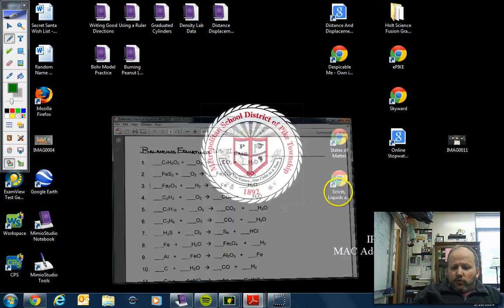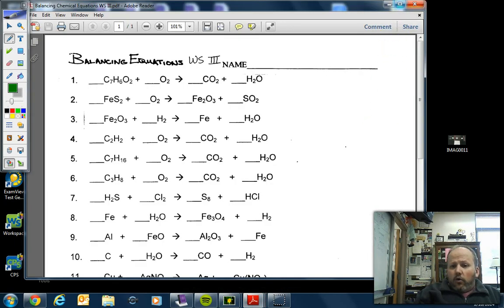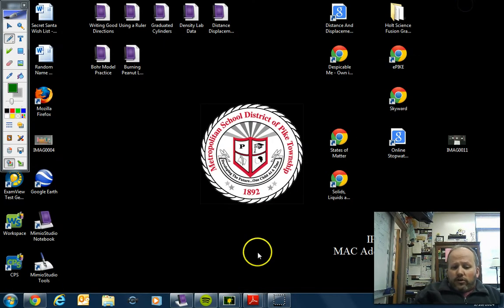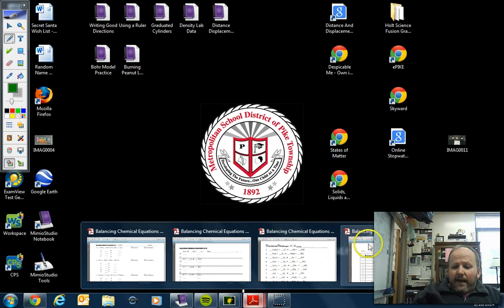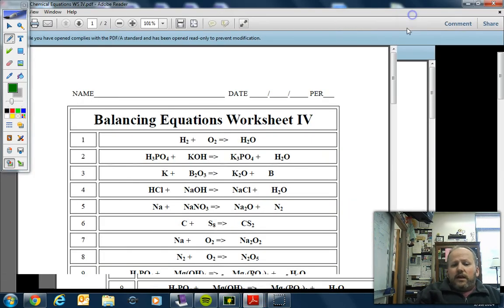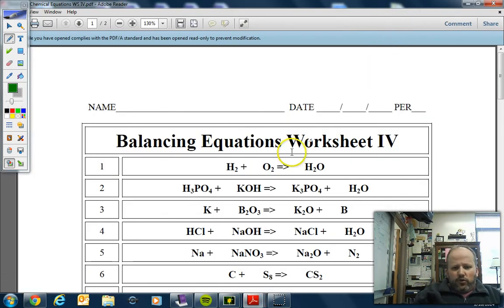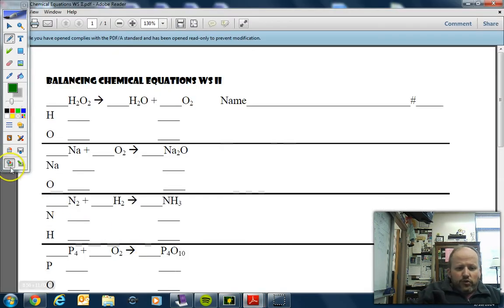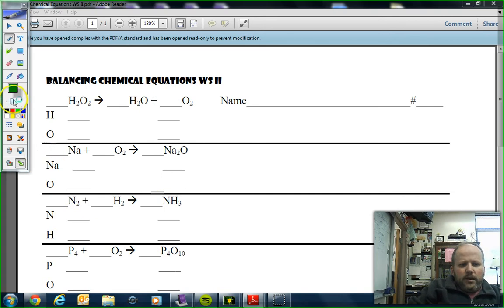Worksheet number 3 has a lot more problems, but I also don't give you nearly as much room to work. And then worksheet number 4 has 40 problems, and I don't give you any room to work. Oh, and look what the first problem is on that worksheet. So let's look at worksheet number 2, and let's at least work a problem or two.